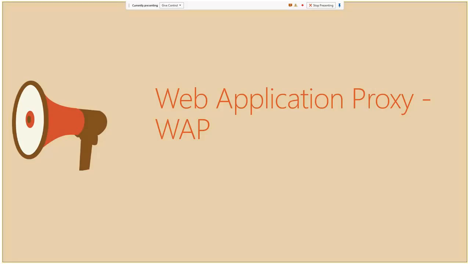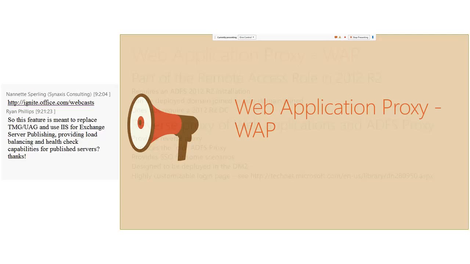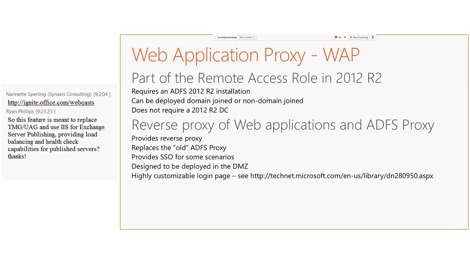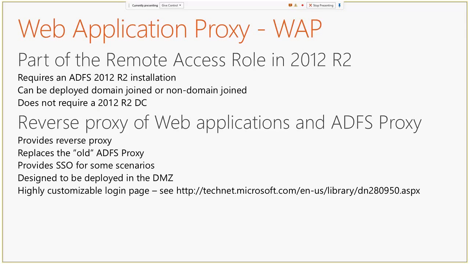All right. Second part, really, Web Application Proxy. The Web Application Proxy, in my opinion, the more interesting bit, really. The Web Application Proxy was introduced in 2012 R2 and is part of the Remote Access role. A couple of prerequisites, really. The Web Application Proxy requires an ADFS 2012 R2 installation. Yes, even if we do not want to do any ADFS configuration, even if we do not want to do pre-authentication with WAP, we still need at least one ADFS 2012 R2 installation because WAP stores its configuration in there.